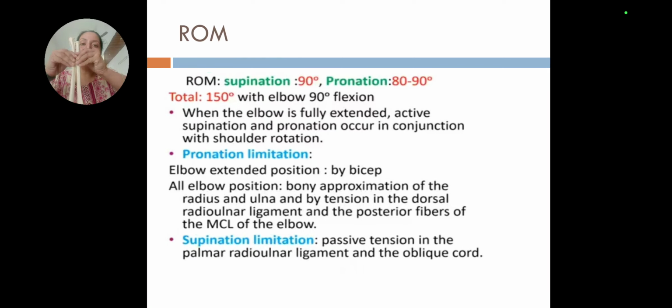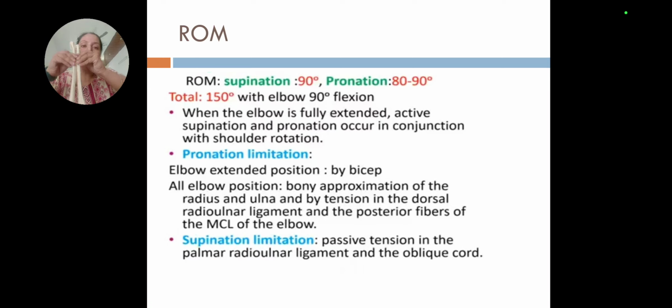Now, what all muscles limit the pronation movement? One is the biceps muscle. Why so? Because the elbow is extended by the biceps muscle, so the biceps plays a very crucial role in limiting the pronation movement. Fine. Though it is a supinator, it limits pronation. That means the elbow position is very important. The 90-90 holding position is very important.